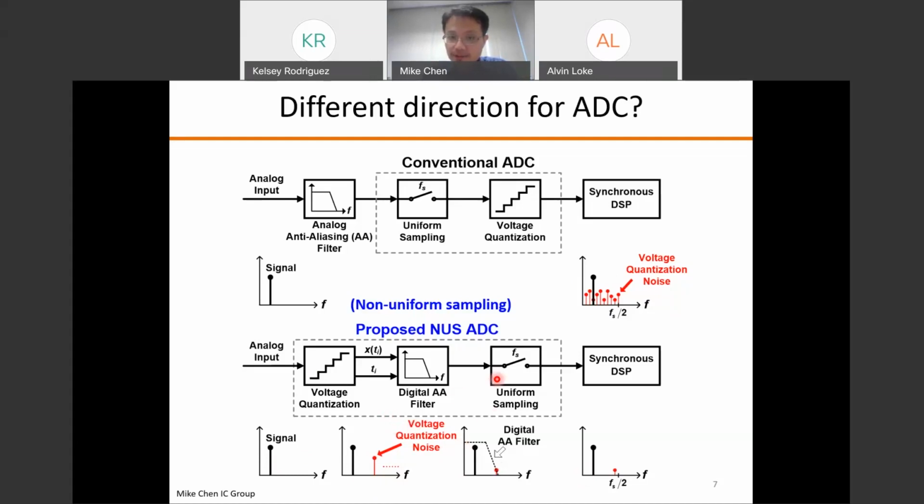We know that if we are going to do uniform sampling at the very end, eventually this frequency aliasing will happen.